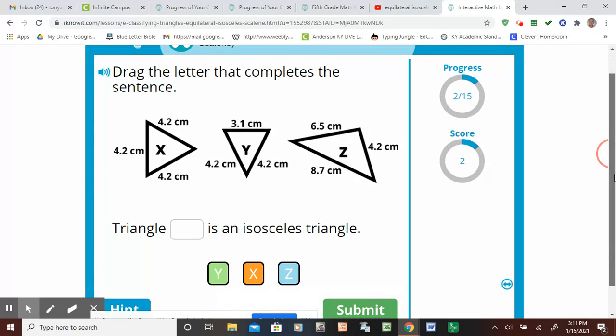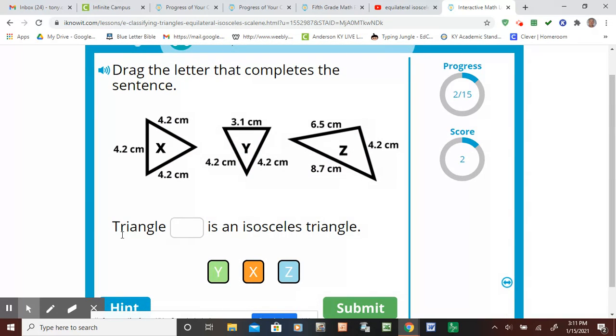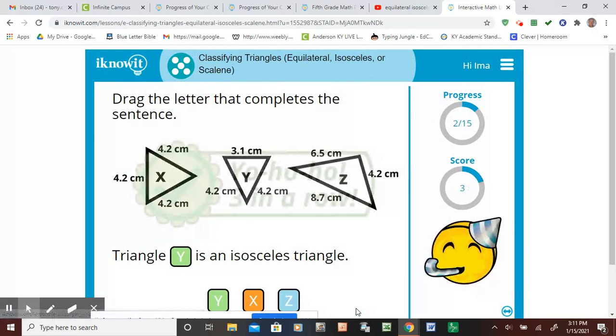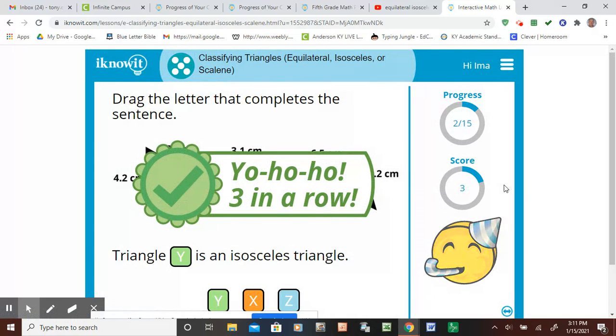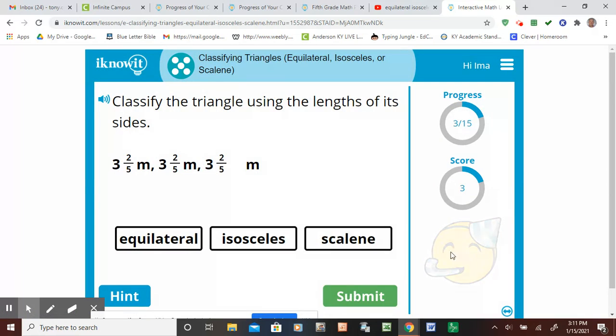Drag the letter that completes the sentence. A blank is an isosceles triangle. Which one of these has 2 equal sides? Is it X? Is it Y? Or is it Z? I'm saying it's Y. All right. Doing well so far.